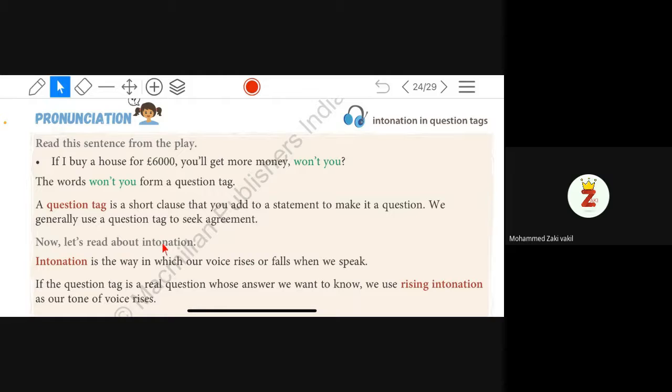Now let's read about intonation. What is intonation in question tags? What is the meaning of this word intonation? Intonation is the way in which our voice rises or falls when we speak. Right now I am reading, so sometimes my voice rises and sometimes it falls down. You raise your voice and then you lower your voice. That is called intonation.